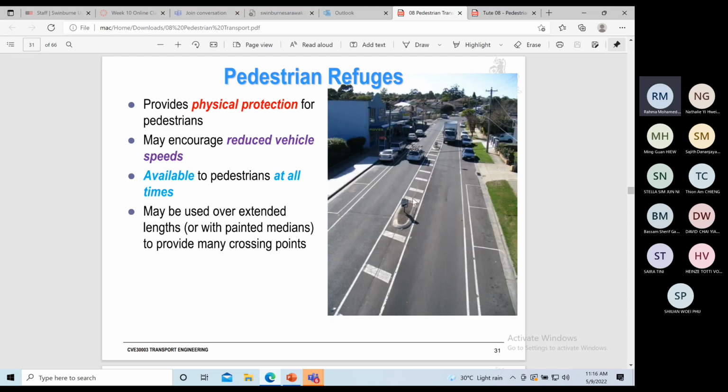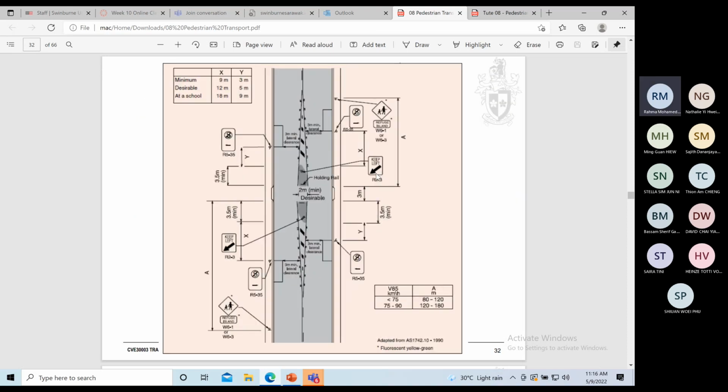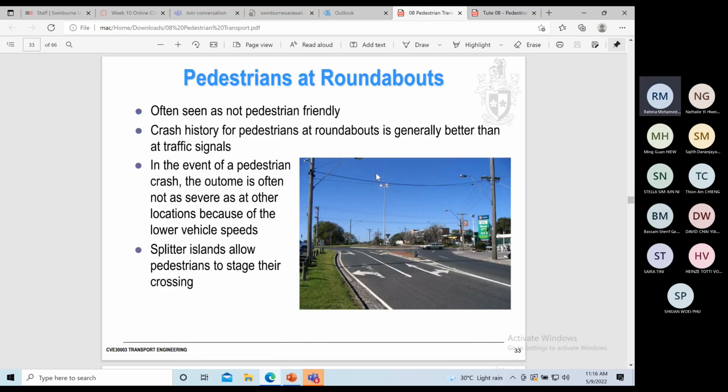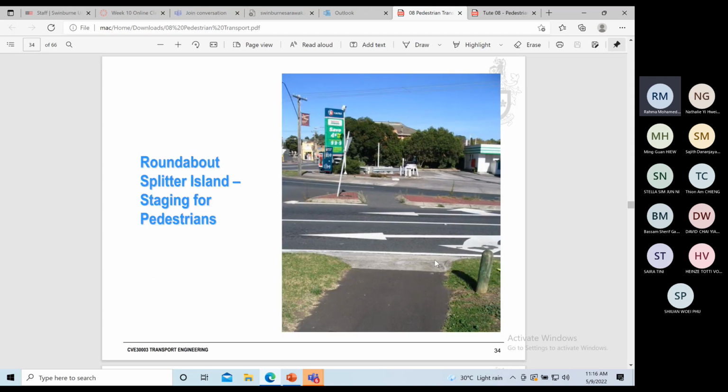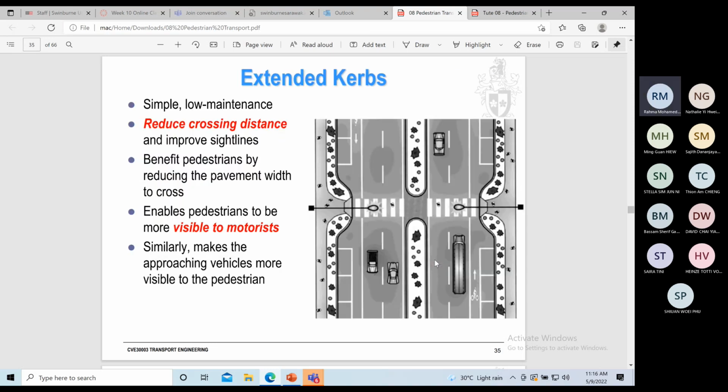This is still the pedestrian refuge, where pedestrians cross, then pause a little on the refuge, take shelter, judge the situation and finish crossing the rest of the road. Then again, at a roundabout, we have the splitter island. It acts as a pedestrian refuge, where pedestrians cross, pause a little here, then finish crossing the rest of the road.